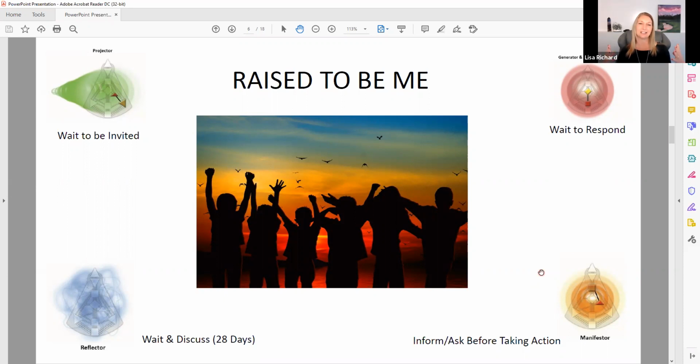That energy type of closed and repelling is a protective shield. It is dense. It is allowing that energy to push through the other energy types, because a manifestor is here to take action. It is a very independent energy. It can get the nudge to do something. It knows how to do it, so it just goes ahead and does it. Now, because it doesn't typically need anybody else to help it move into that manifestation process, it is so important to use that strategy to inform others before taking action.